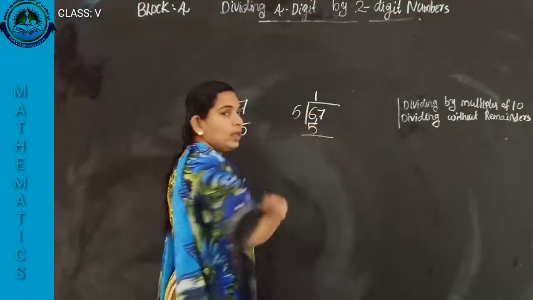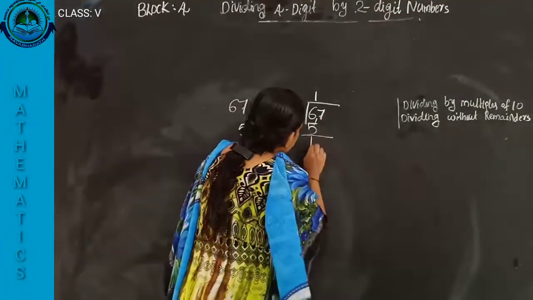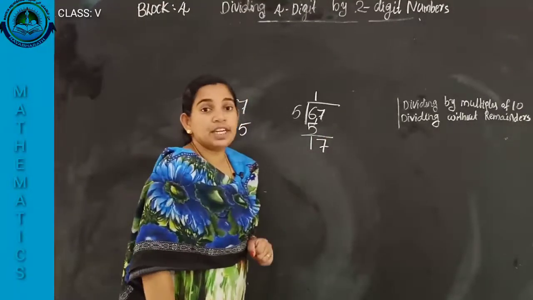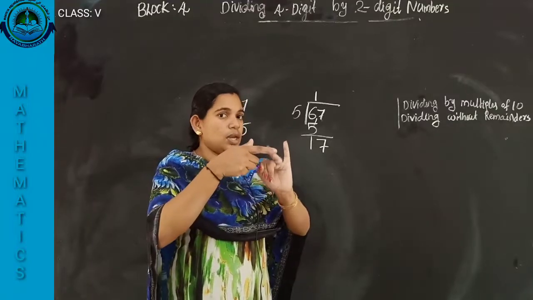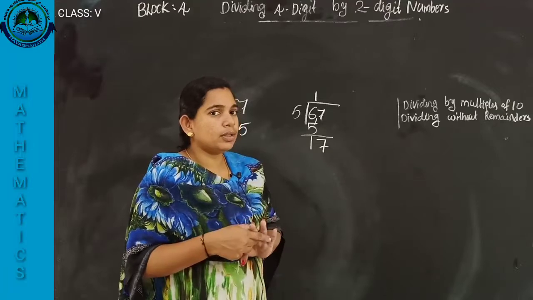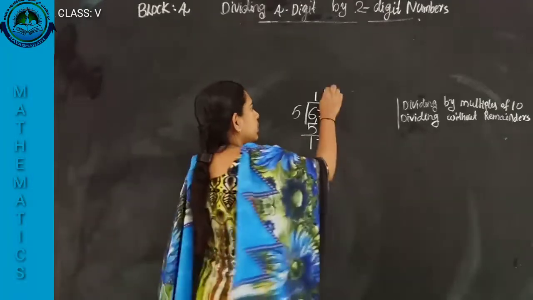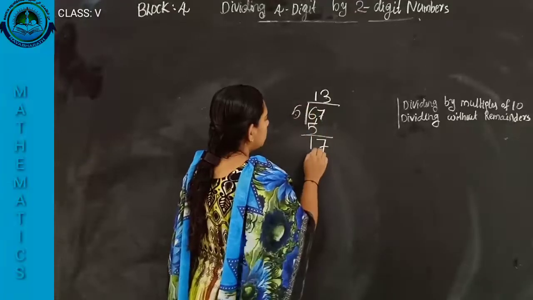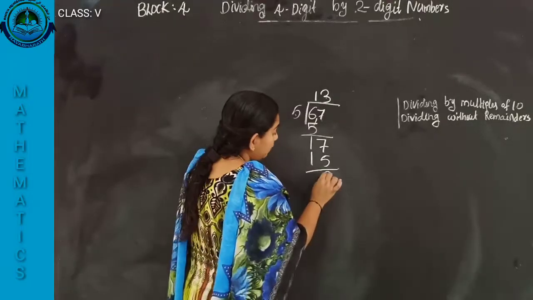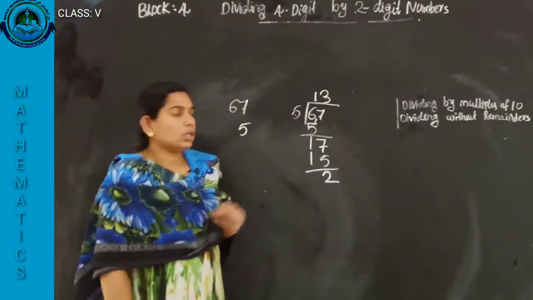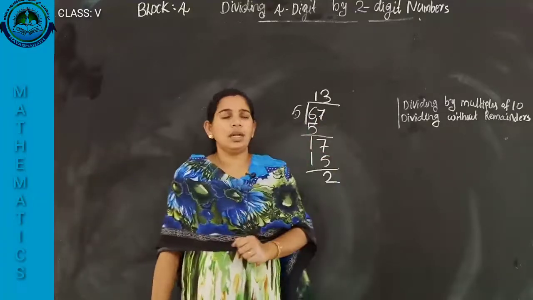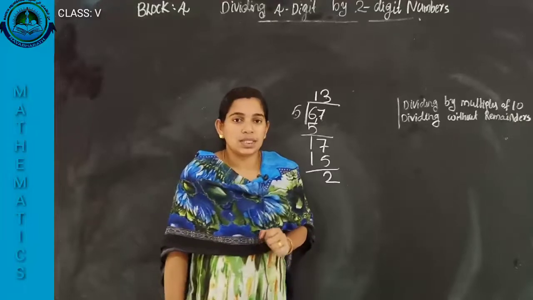Subtracting 6 minus 5. What is 6 minus 5? 1. The next digit we write down, 7. Now 17. In 17, how many 5s are there? 5, 10, 15, 20. No, 15 only. So 3. 3 into 5, 15. 17 minus 15, 2. Okay, look here. When I distribute these 67 sweets to 5 children, each one gets 13 sweets.